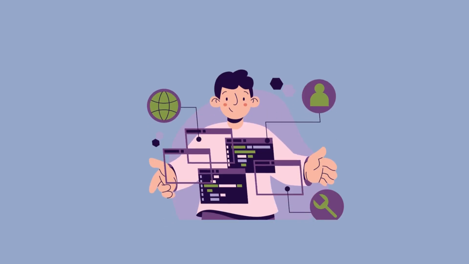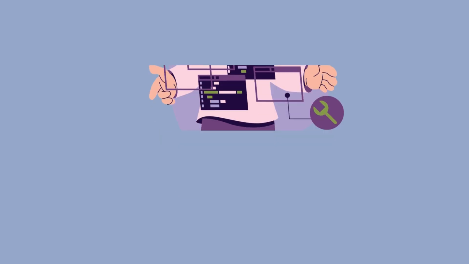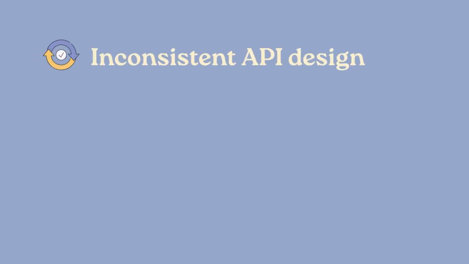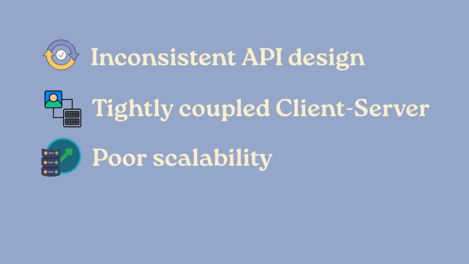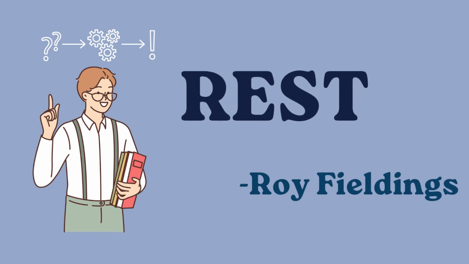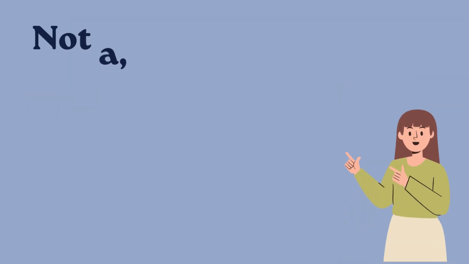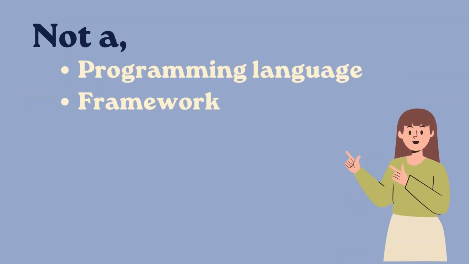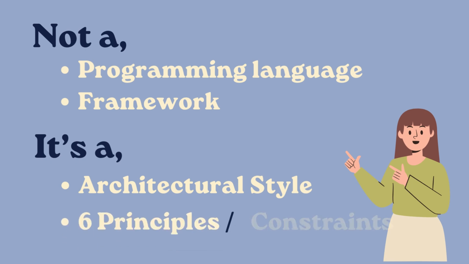As web-based systems became more common, developers faced several challenges: no consistent API design, tight coupling between client and server, poor scalability, and more. So, Roy Fielding introduced REST to solve these problems. REST stands for Representational State Transfer. REST is not a programming language, not a framework. It is an architectural style and is based on 6 architectural principles, also called constraints.